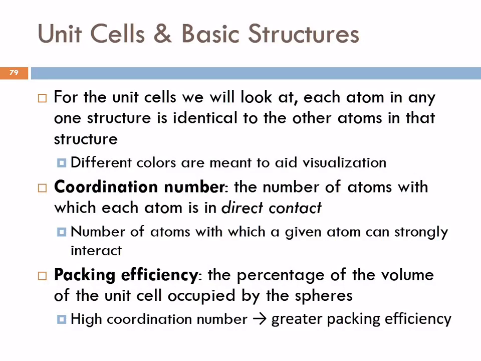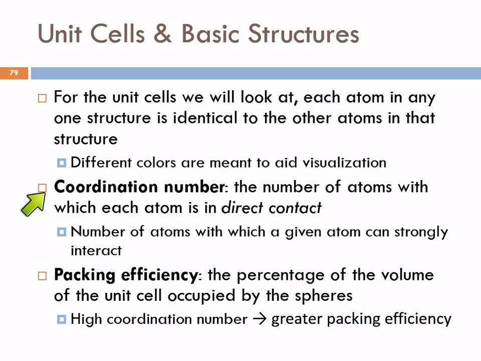We're going to keep it simple and look at structures where all of the atoms are identical. So we're looking at basically elements as opposed to ionic compounds where you might have a sodium ion and a chloride ion, 2 different kinds of ions. So we're just assuming that all of our lattice points are the same kind of atom. We're going to use different colors. The different colors are just to help us see what is meant by the drawing. They do not represent different atoms or ions.